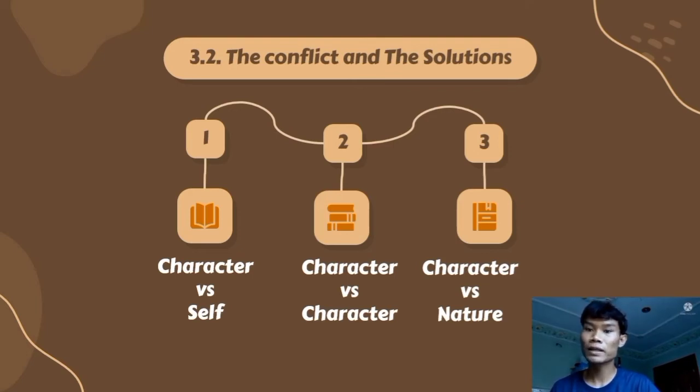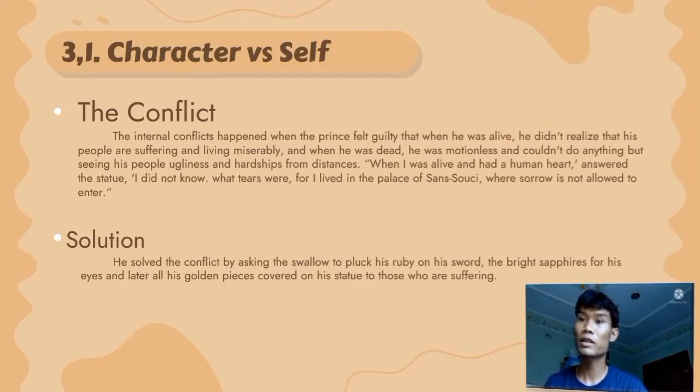There are three conflicts in The Happy Prince. First, character versus self. Second, character versus character. And last but not least, character versus nature. First, we have the conflict between character versus self.